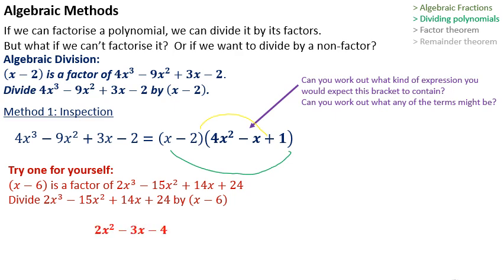Here's what I have, 2x squared minus 3x minus 4. And you can verify that if you multiply it out by x minus 6, you should get back to the original cubic.